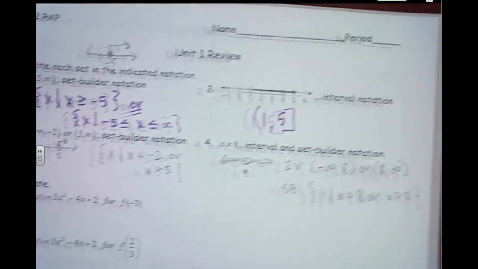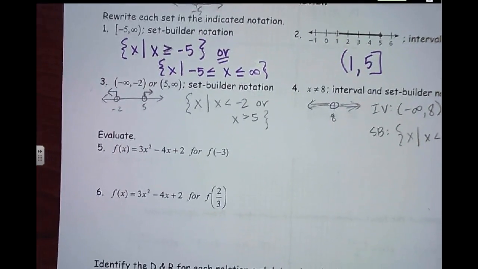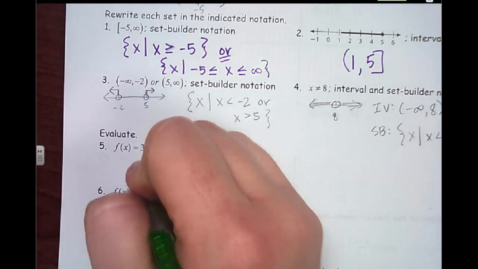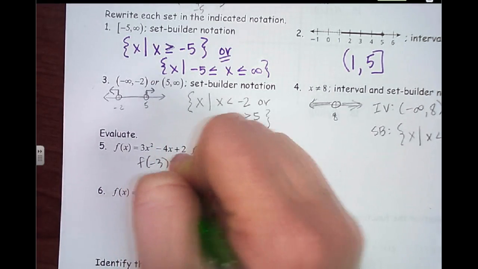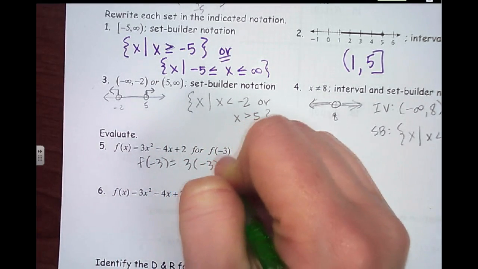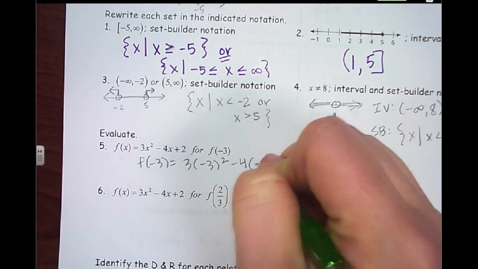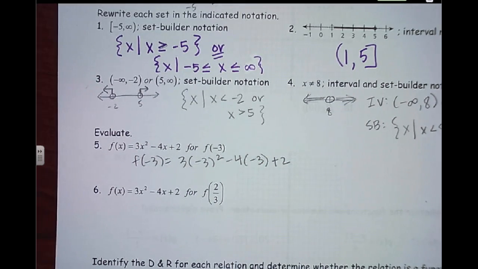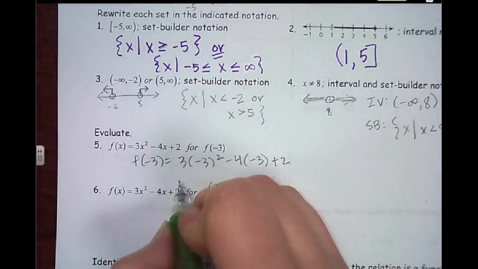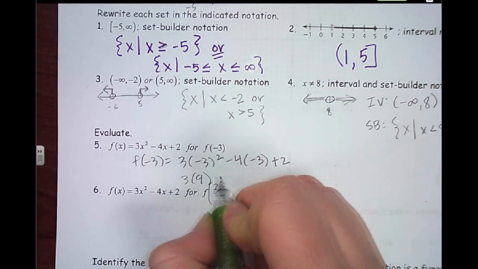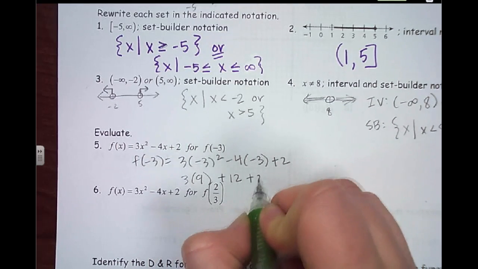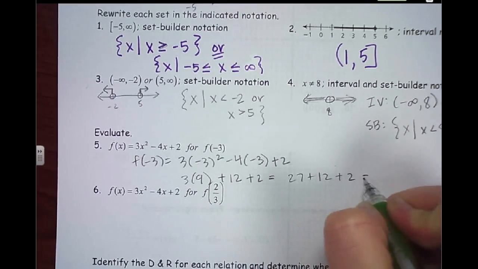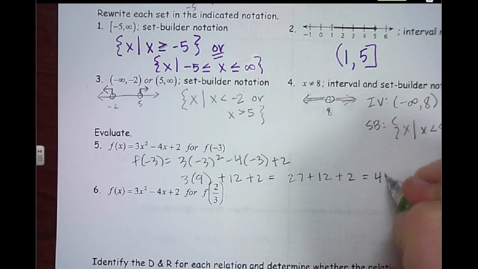Number 5, evaluate for f of -3. So I'm plugging in -3 into the x's here. So f of -3 equals 3 times -3 squared minus 4 times -3 plus 2. So you're following order of PEMDAS. So this becomes 3 times 9 plus 12 plus 2, 27 plus 12 plus 2, which is 41.